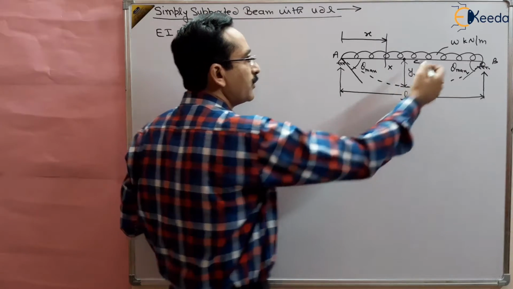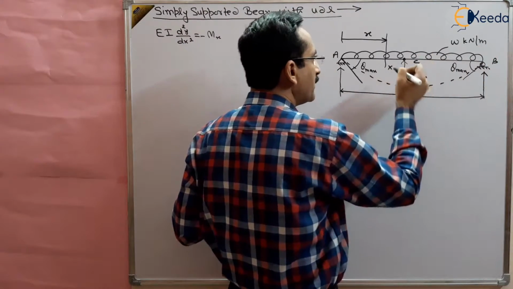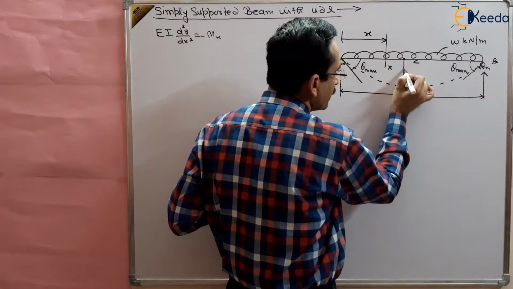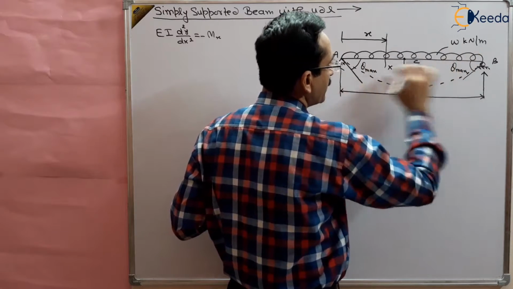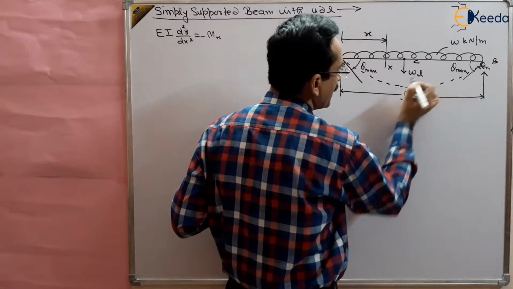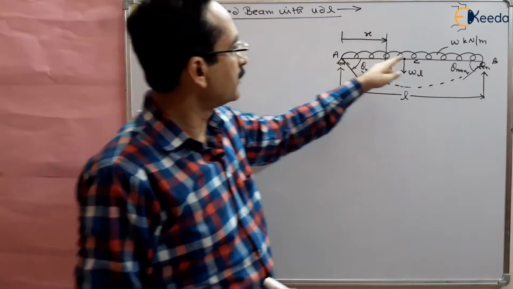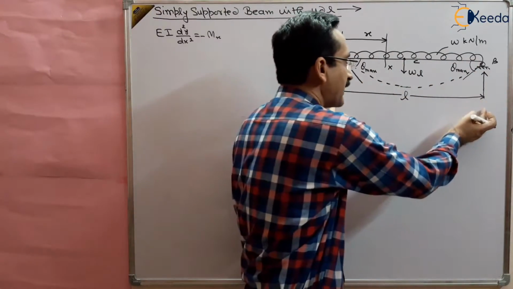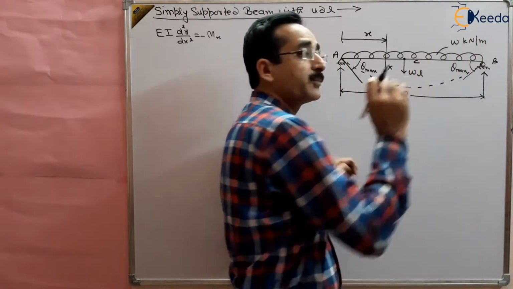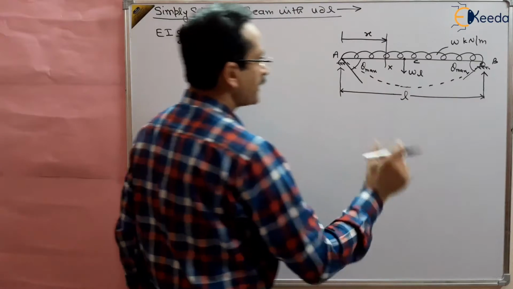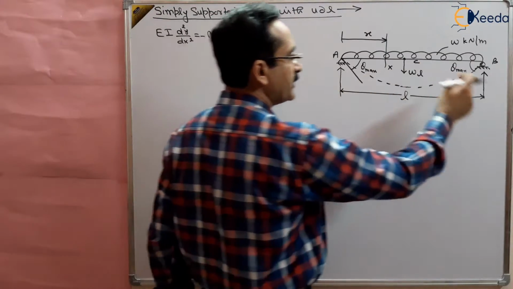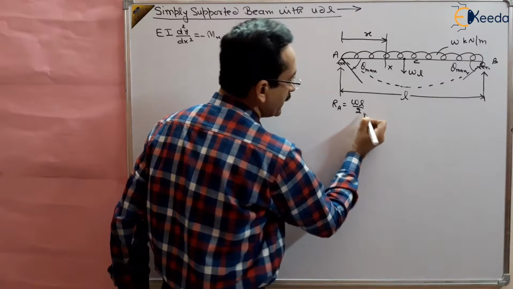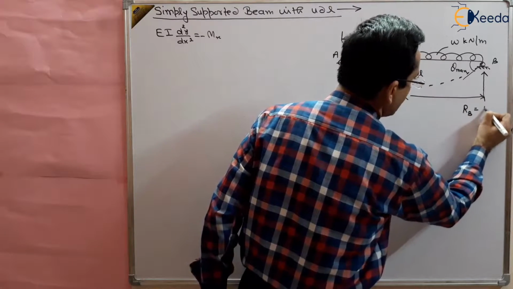What will be the reactions? If this load is W kilonewton per meter, then the load at the center will be this load. This load at the center will be W multiplied by the length L, so this will be WL. So the total concentrated load of this entire beam will be W multiplied by L, because it has length L and the load is W kilonewton per meter. And how will the load be shared by reaction A and by reaction B? So here RA will be equal to WL by 2 and RB will be equal to WL by 2.